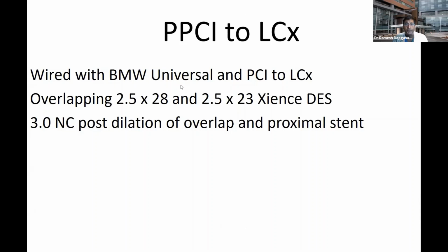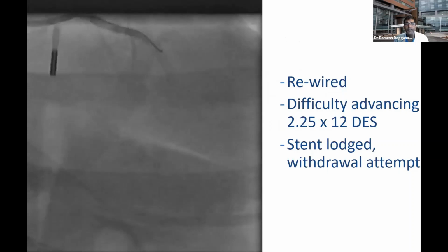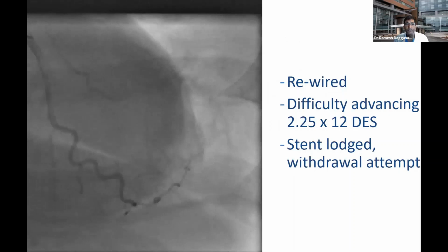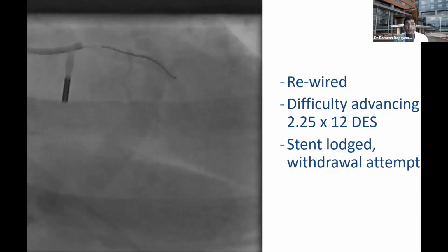We decided to proceed with primary PCI of the circumflex with the BMW, and overlapping 2.5 by 28 and 2.5 by 23 Science drug-eluting stents, and post-dilated the overlap part of the stents with the 3.0 non-compliant balloon, and the proximal stent was also post-dilated. Then this picture showed that distal to that 2.5 by 28 stent, there was some narrowing, and ideally we should have left it alone. Hindsight is always very good. So we tried rewiring.